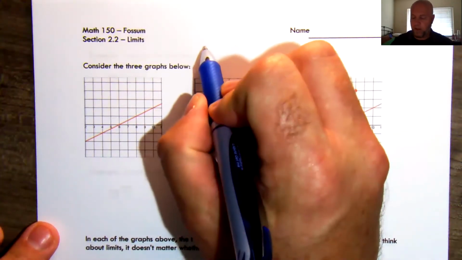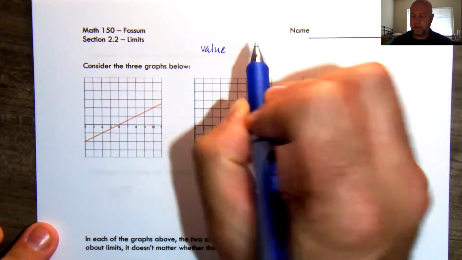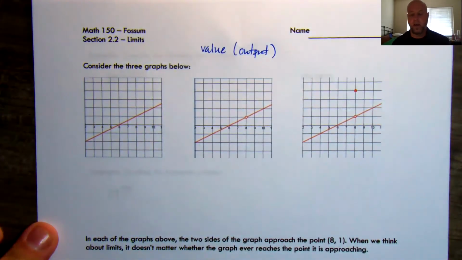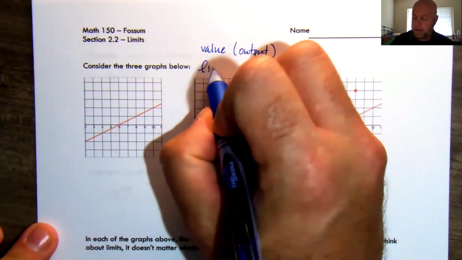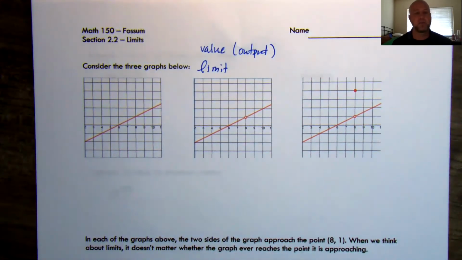Two things we'll be thinking about is the function's value. Think of that as the actual output values at any particular input. And we'll be talking about what it means to have a limit, where a limit will be related to values, but not necessarily exactly the same.